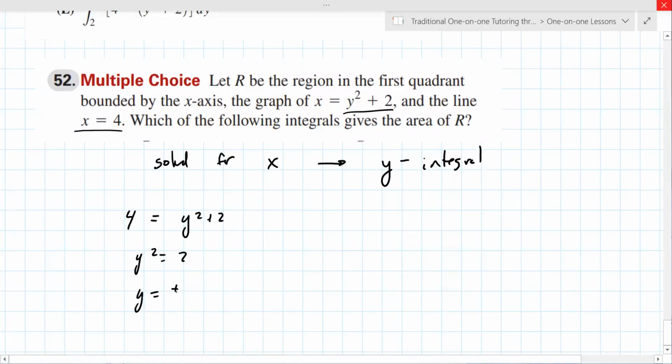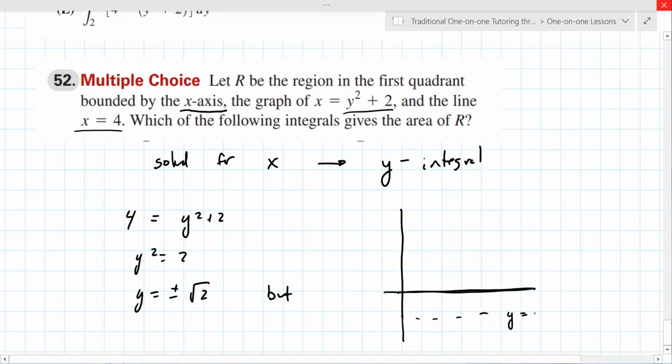So y equals plus or minus square root of 2, but they want you to be bounded by the x-axis. So the x-axis is down here, obviously. So this y equals minus square root of 2 would be down here, and that's not part of the problem. But the one up here where it's y equals positive square root of 2, that is.